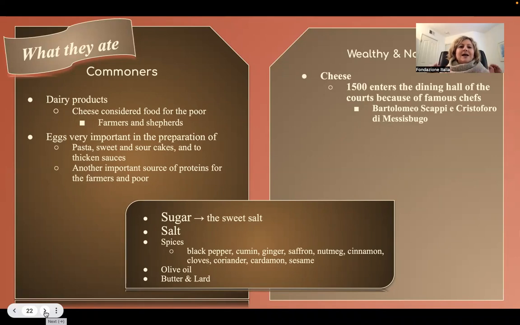Sugar was the main ingredient for preparing this recipe. Sugar was the sweet salt. It was in every dish. Renaissance people loved sugar. Salt was another one used, and then spices, all kinds of spices, olive oil, and butter and lard were also very used in preparing recipes.